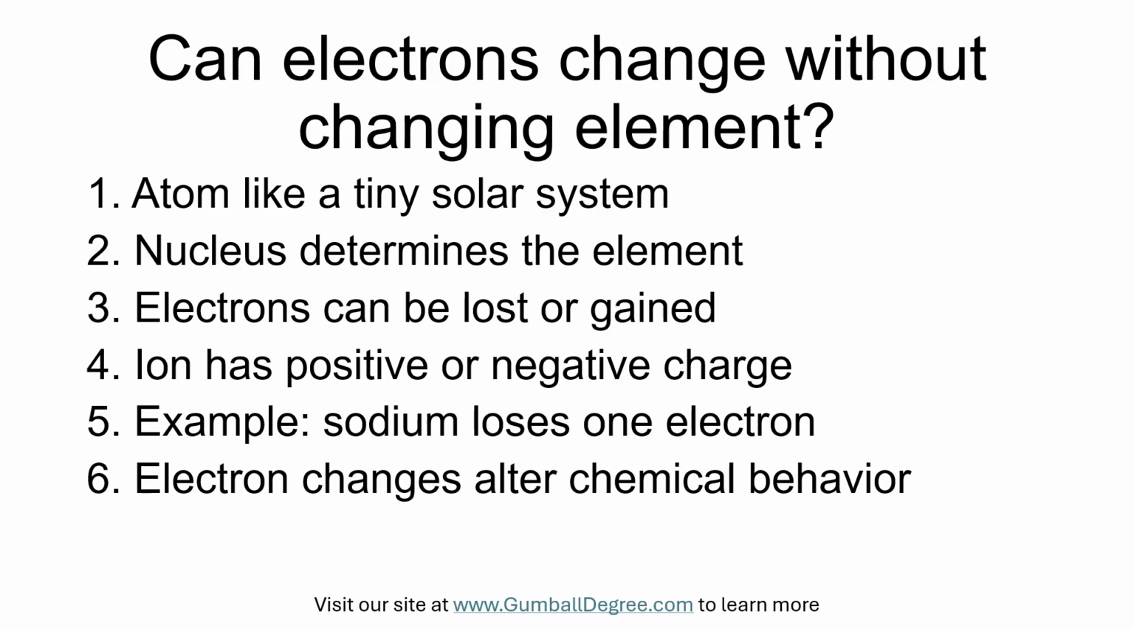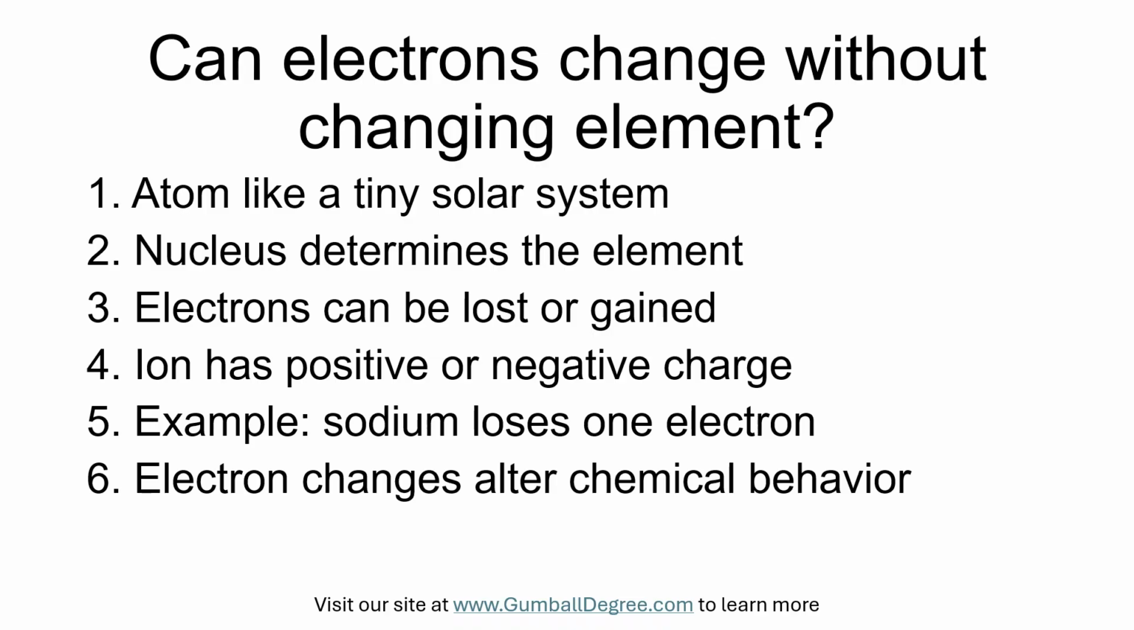Think of an atom like a small solar system where the nucleus is the sun and the electrons are planets orbiting around it. The nucleus has a fixed number of protons, which decides what element the atom is, like carbon or oxygen, and that never changes unless you change the nucleus itself.